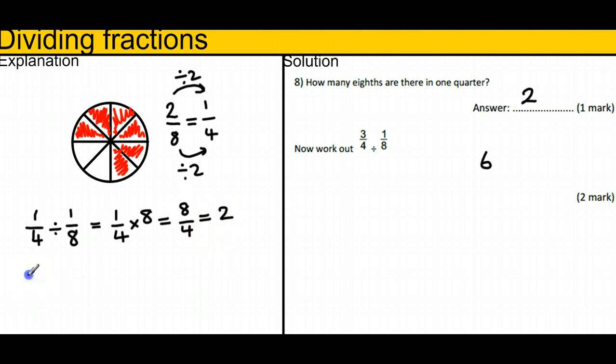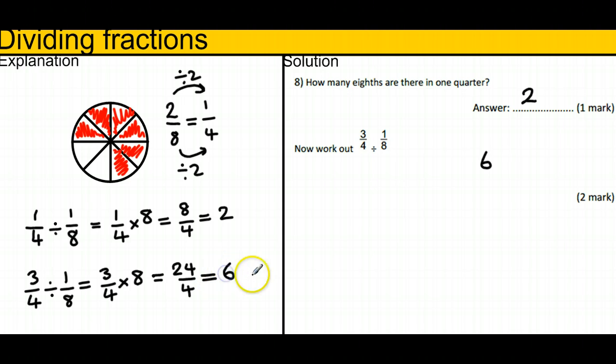For the second part, 3/4 divided by 1/8. In the same way, dividing by an eighth is the same as timesing by 8, just the same way that dividing by half is timesing by 2. And that will give us 24 over 4, and 4 goes into 24 6 times.